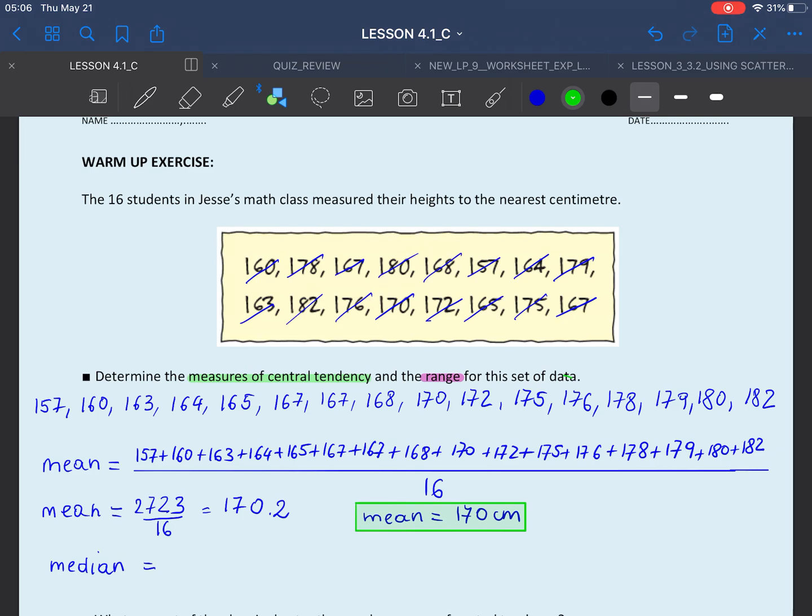Now to find the median, normally what I would do if I have a paper in front of me is I would use my thumbs to just cover the numbers from outside in one at a time. And I'll try to indicate this using a highlighter here on the screen. So what I'm trying to say is highlight 157, 182, and then 180, 160. So 179, 163. So you keep on doing this until you hit the middle.